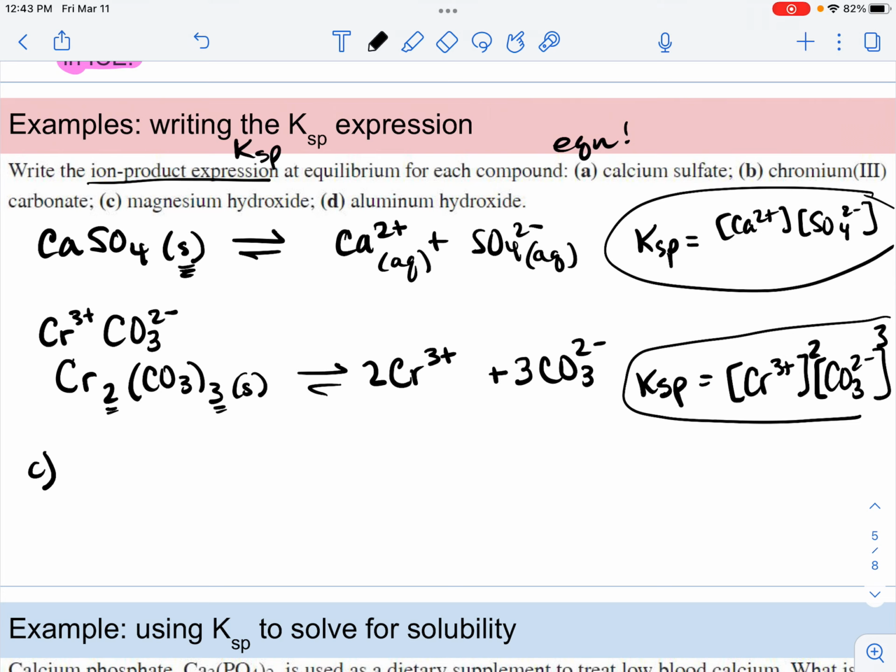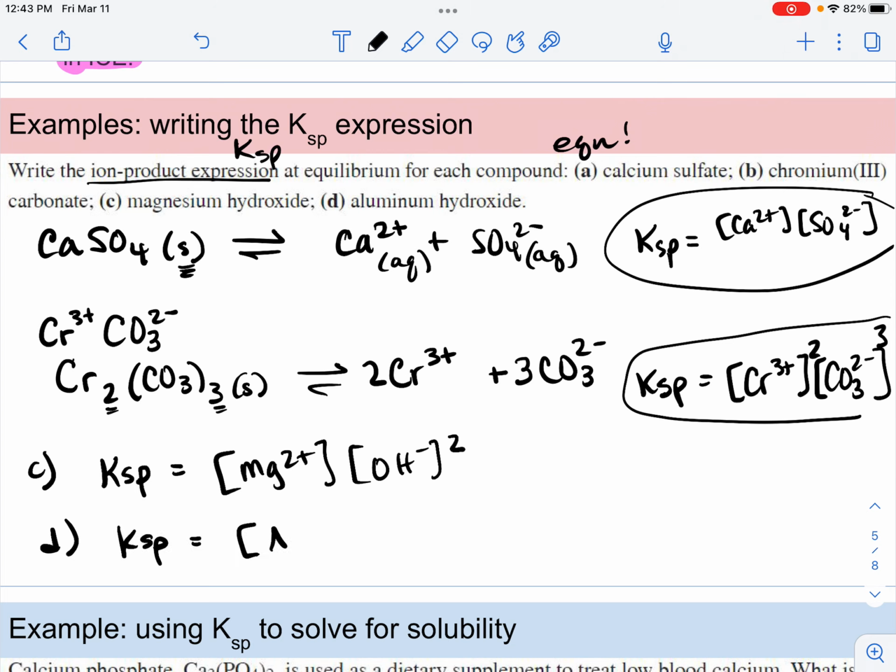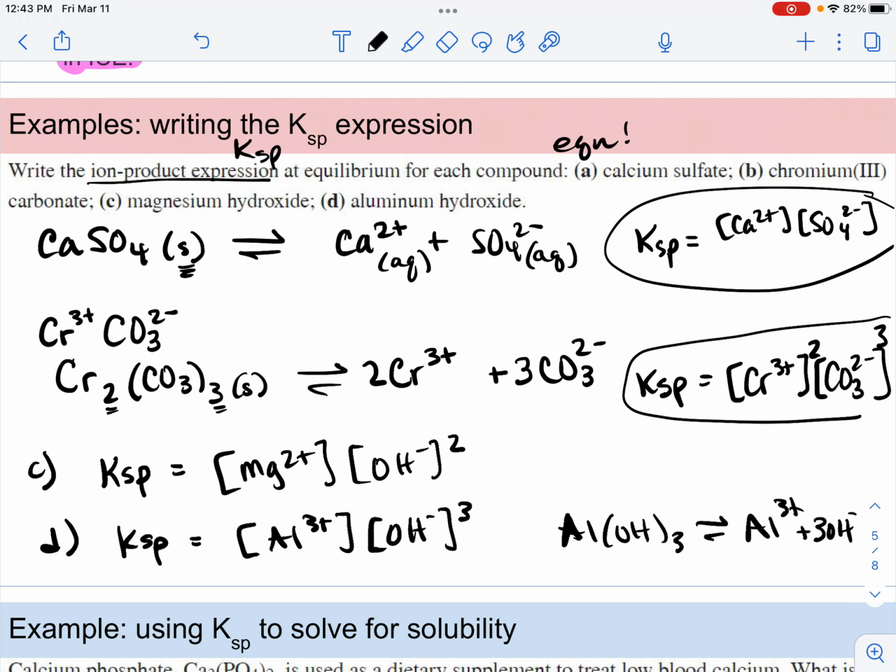Okay, so for magnesium hydroxide, I'm not going to write the equation now. I think you should be okay. KSP would equal the magnesium ion times the hydroxide ion squared, because the coefficient would be 2 OHs in the equation. And for aluminum hydroxide, KSP would be the aluminum 3+ ion times the hydroxide ion cubed. And that's because your solid would be Al(OH)3. So your number of aluminum ions is 1, but you have 3 hydroxide ions. Okay, so you can kind of see that pattern.